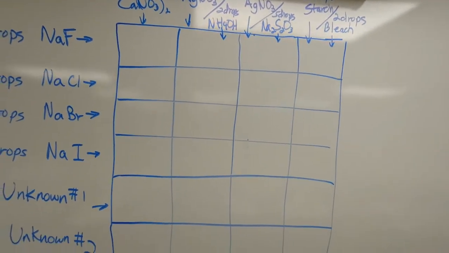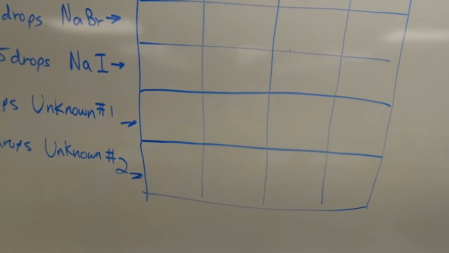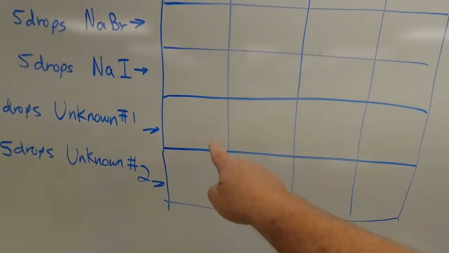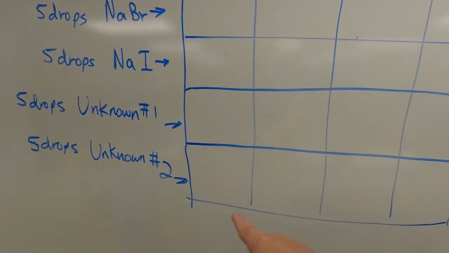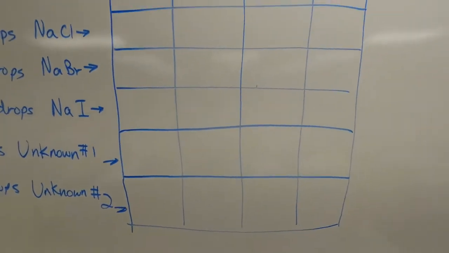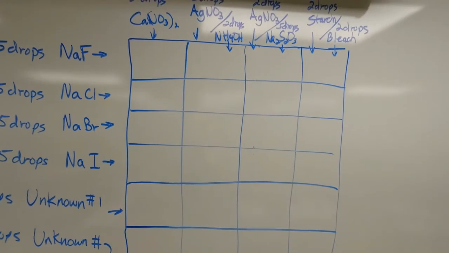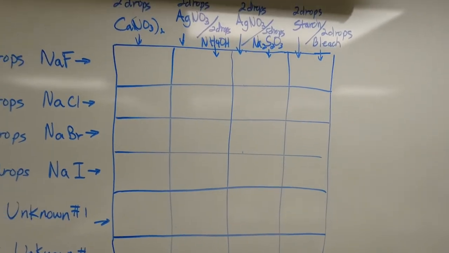All right. And then later on, we're going to look at some unknowns, and you're going to do the same thing. So in these last 2 rows, you're going to put 5 drops of unknown number 1 and 5 drops of unknown number 2. Now, all of these solutions are clear and colorless because everything's soluble in water.